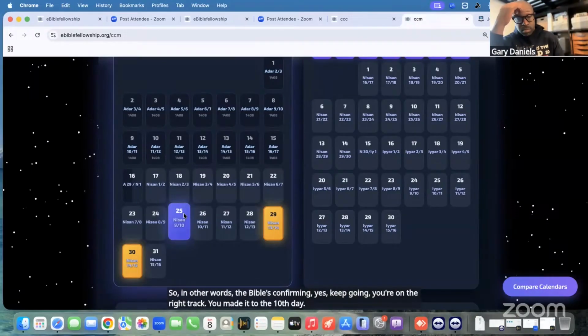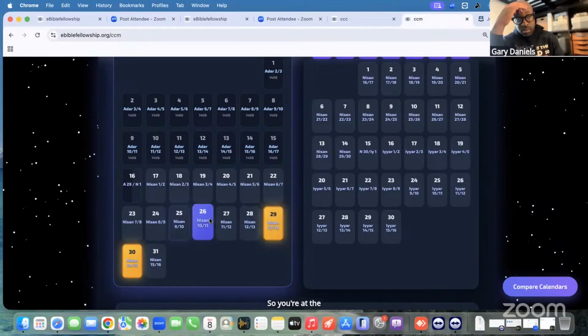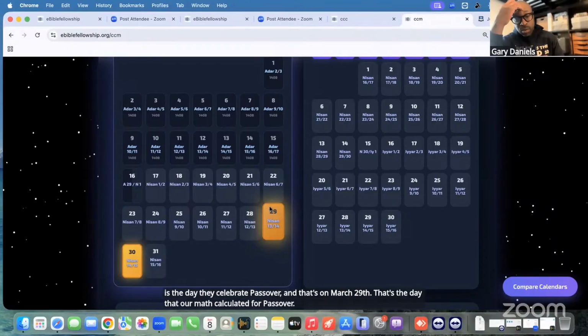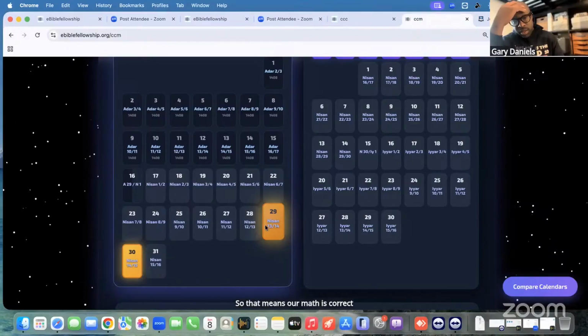And then what do we know based off what the Bible says about Passover? It always occurs on the 14th. So you're at the 10th day, 11, 12, 13, 14. So the 14th is the day they celebrate Passover, and that's on March 29th. That's the day that our math calculated for Passover. So that means our math is correct because it's lining up with the Bible.